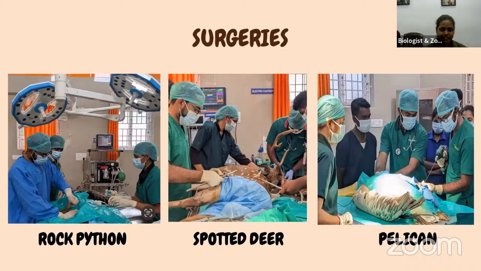These are some surgeries that we do. First is a rock python, then a spotted deer, and then a pelican. We regularly do surgeries if any treatment is required, mostly fractures or any big wound that we have to suture.